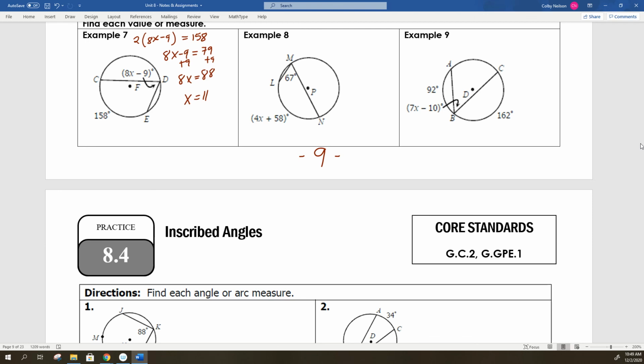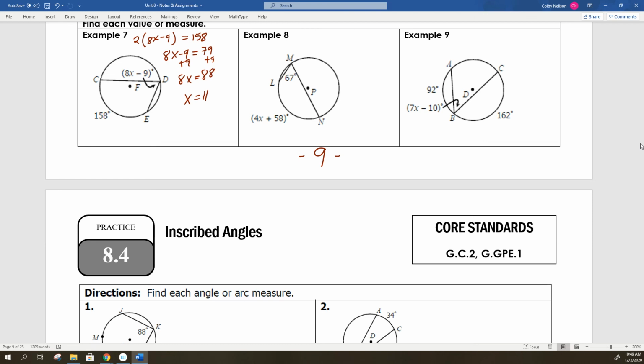So is that what it wants to find? Find each value or measure. So if x is 11, what's the angle? We already know it's half of 158, right? 79. Yeah. You plug it in.